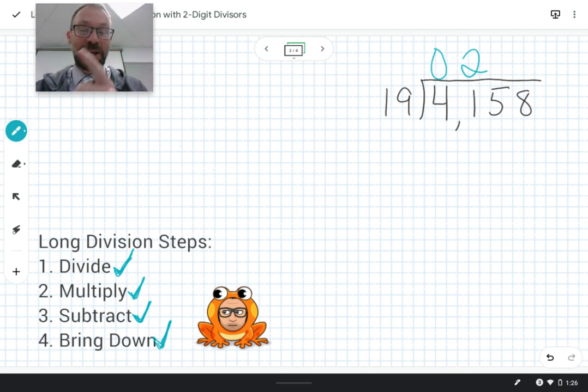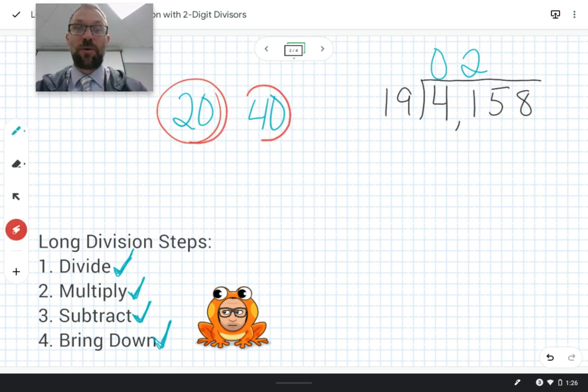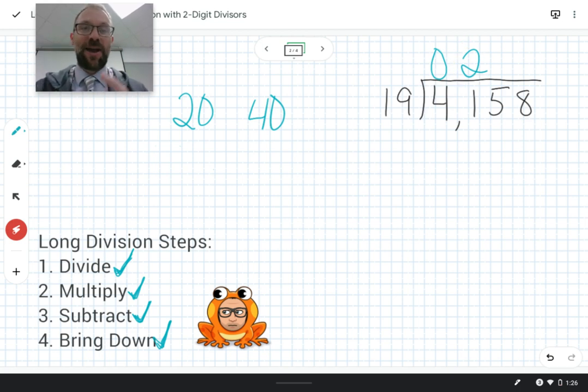What I did was I rounded. I rounded 19 to 20, and I rounded 41 to 40. And then I asked myself, how many groups of 20 are there in 40? And that's how I got the 2. And rounding is going to be an important tool for you to use as well as we divide these with 2-digit divisors.